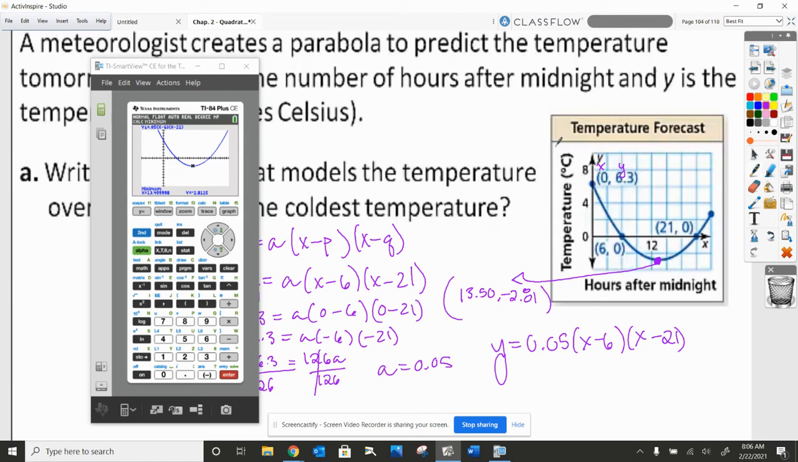So the temperature, remember, is in degrees. The lowest temperature would be negative 2.81 degrees Celsius, because that's what it's being measured in.